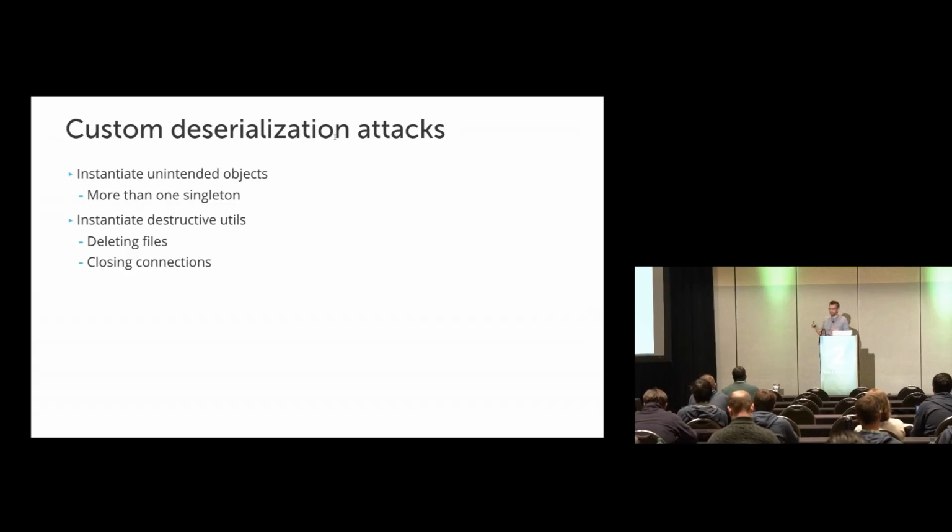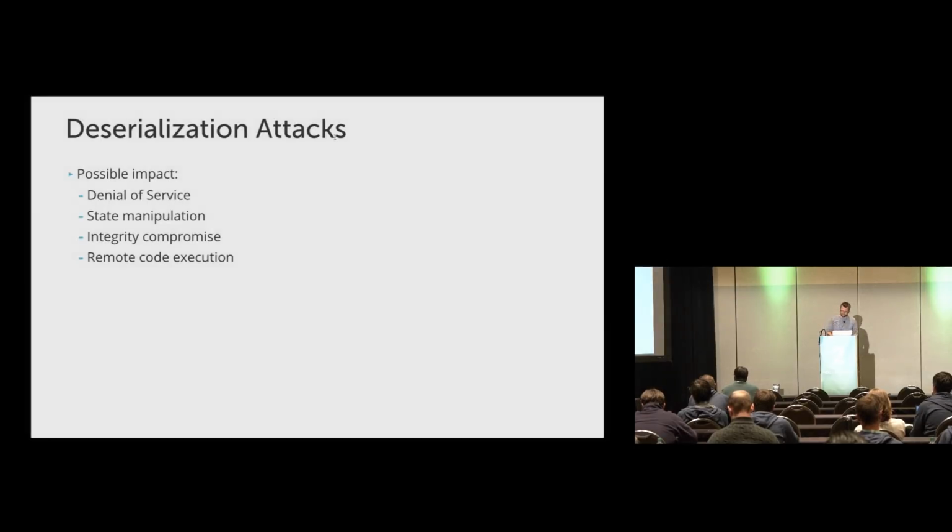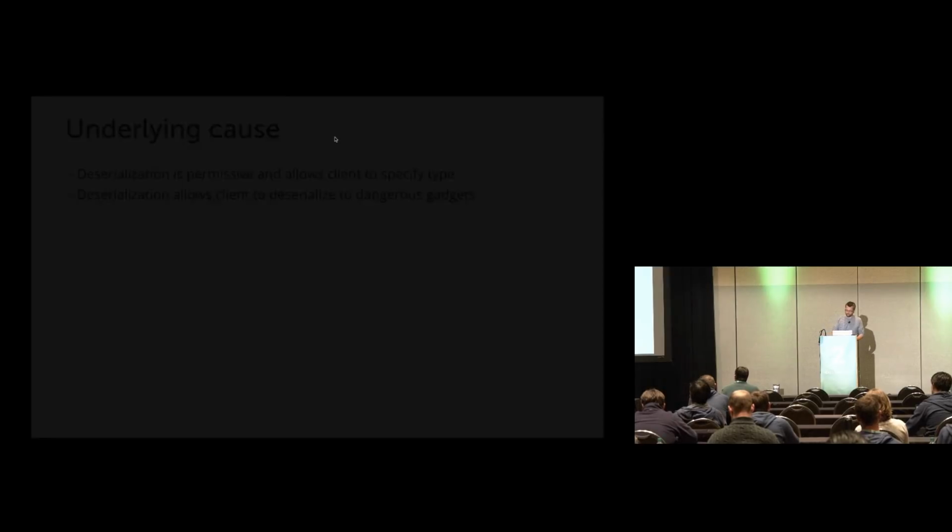So even though our frameworks might not be vulnerable, we might have classes that are dangerous in our code base, and an attacker might be able to instantiate those objects if he knows what he's doing. And of course, this can lead to all kinds of stuff. This can lead to denial of service because we might be able to shut down the server. We could manipulate the state in the session. We could compromise the integrity of the system, or we could even, as I've shown you, get remote code execution.